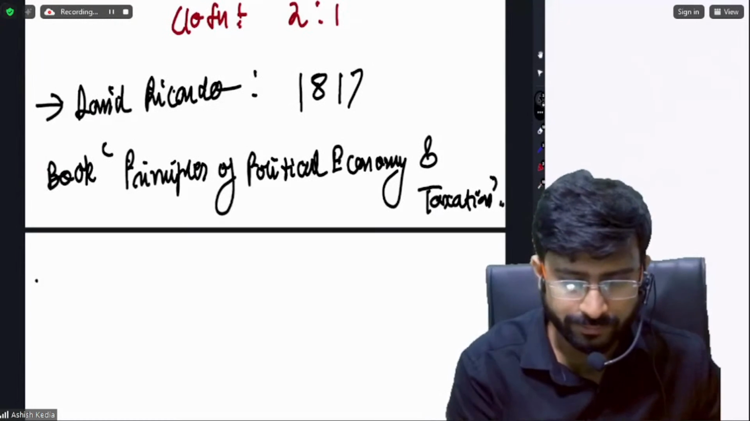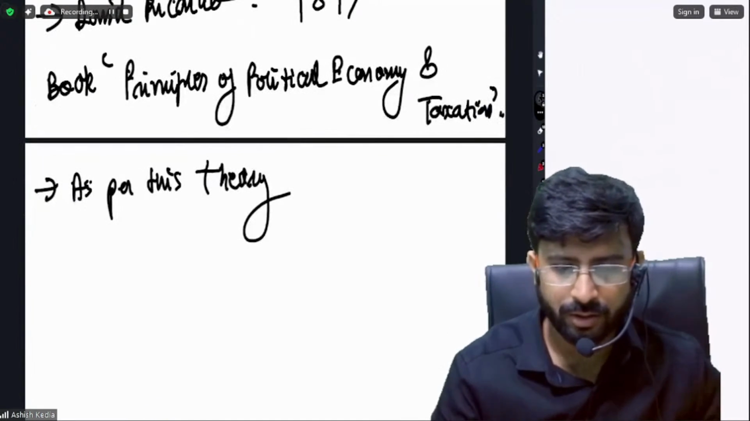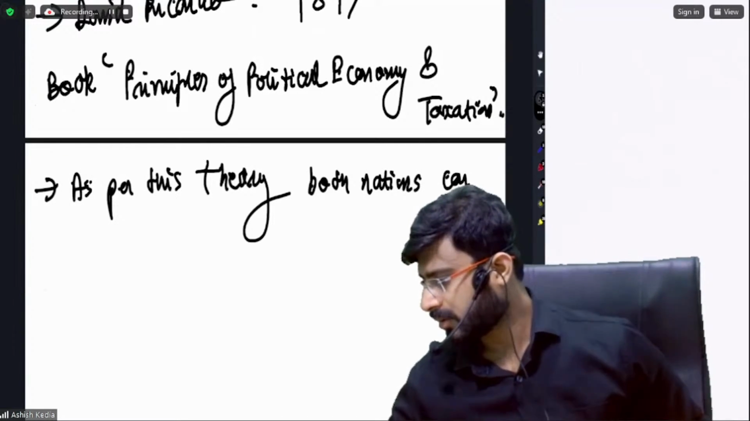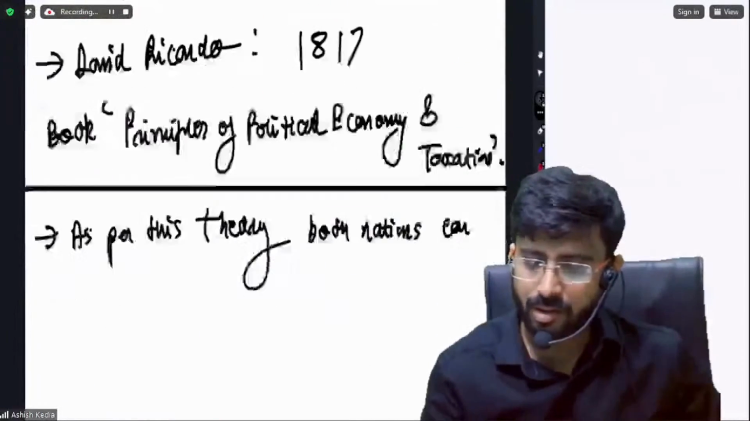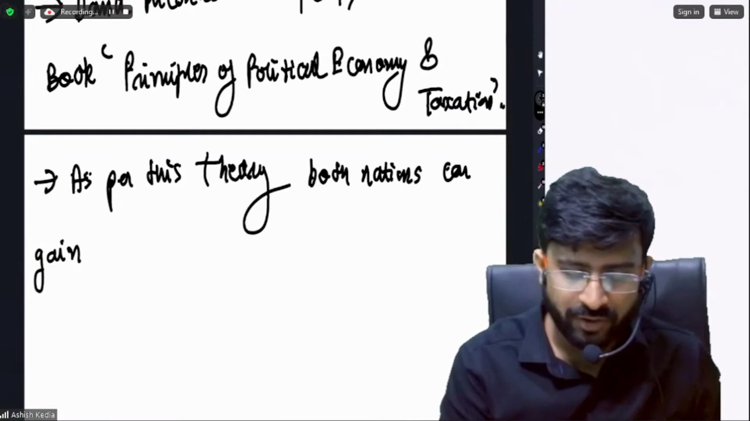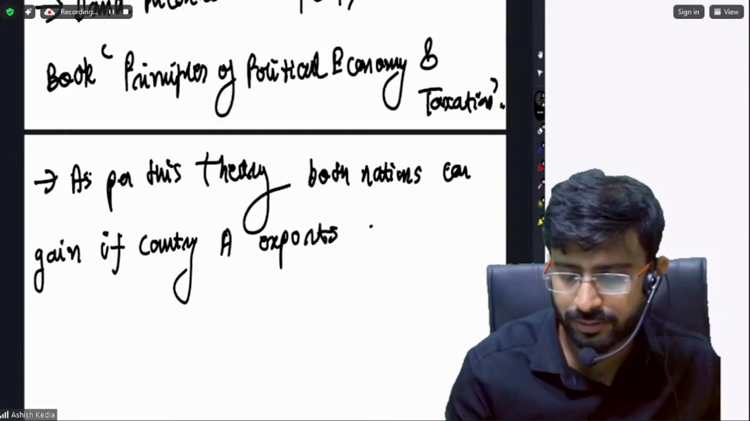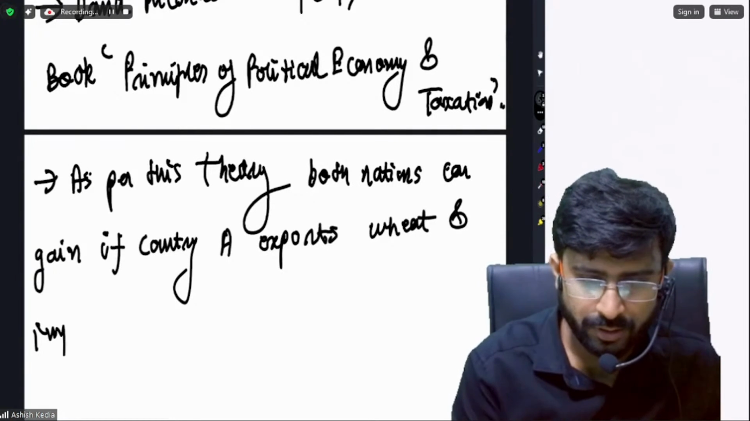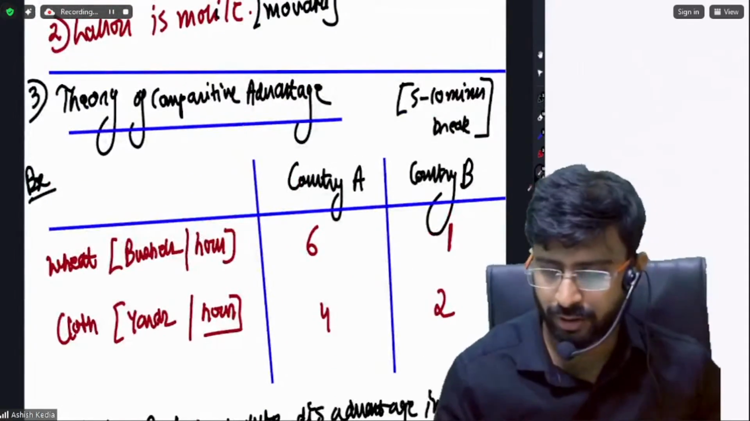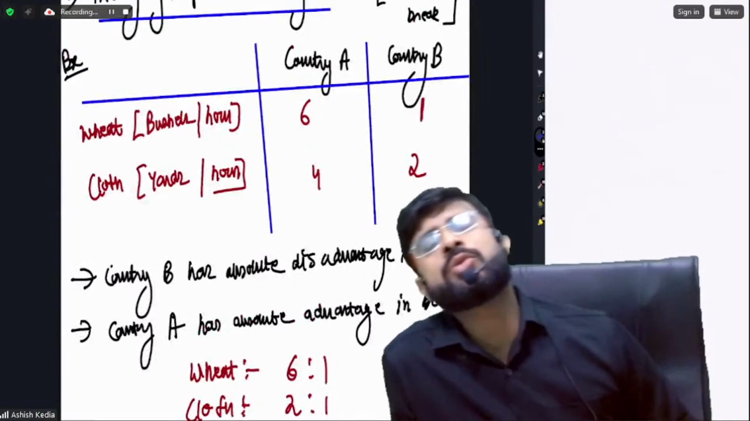सो एज पर दिस थ्योरी, बोथ नेशंस कैन गेन। दोनों कंट्रीज का फायदा होगा। If country A exports wheat and imports cloth from B. A has advantage in both, but the greater advantage is in case of wheat. तो wheat को जो है वो एक्सपोर्ट करो, और जो सेकेंड थिंग है क्लॉथ, उसको इंपोर्ट करो. अंडरस्टूड नॉट अंडरस्टूड?